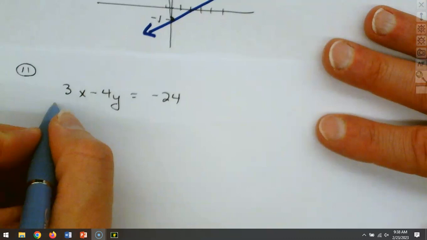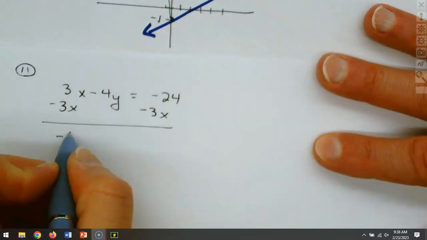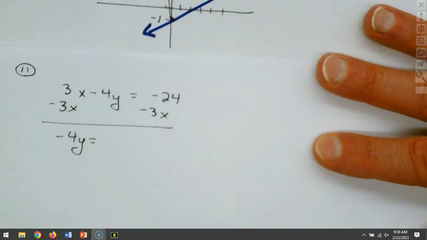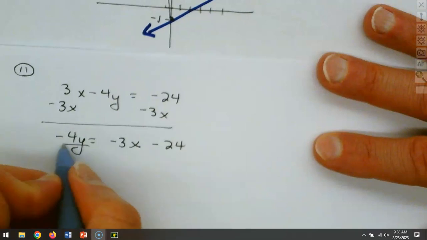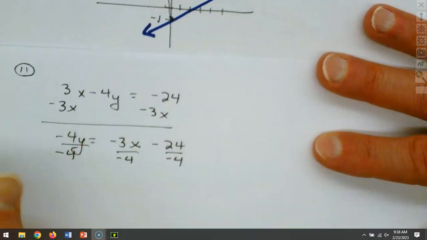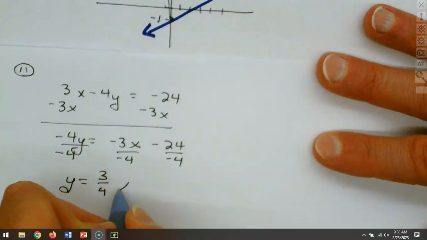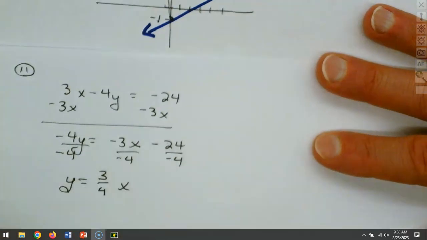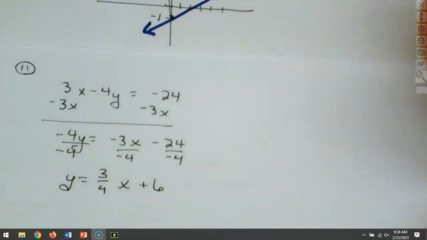Same procedure, move that 3x over. And then we've got minus 4y equals minus 3x minus 24. We'll divide by our negative 4 everywhere. And then we want to reduce it down as much as possible. So negative and negative makes it a positive 3/4 x. Negative and negative here makes it a 24 divided by 4. Well, that's going to be a positive 6, isn't it?